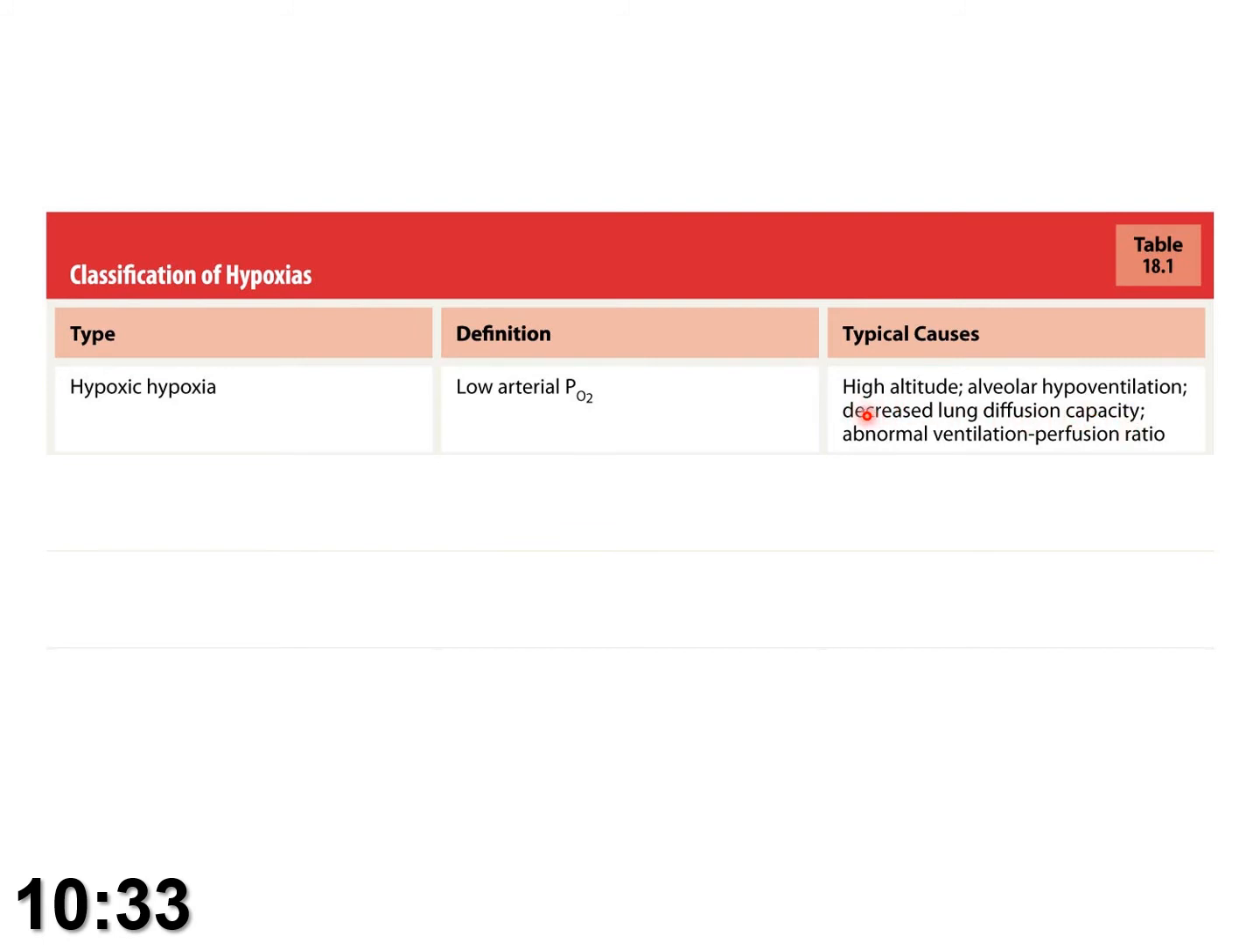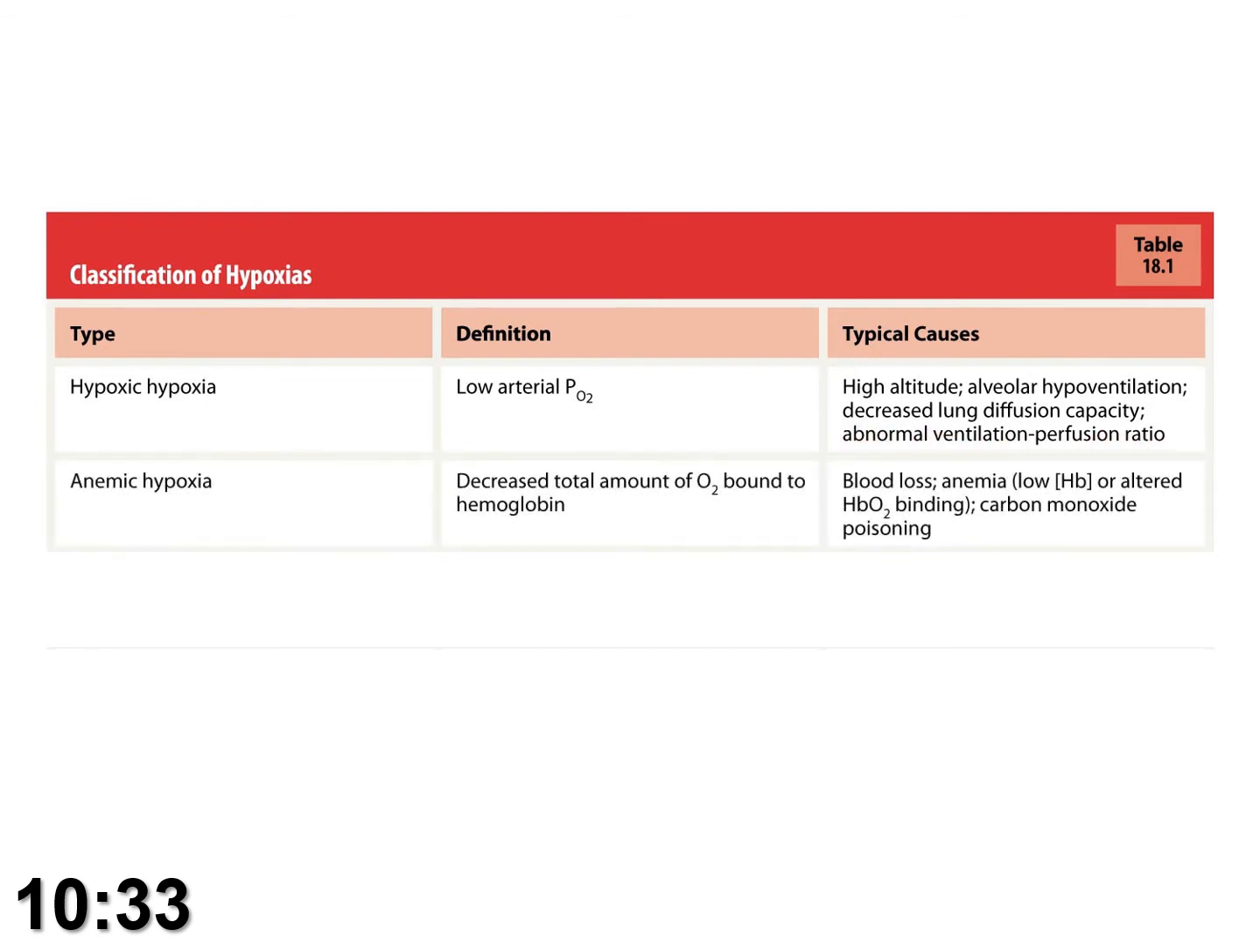This is really what's going on in our COVID-19 cases, is that the barriers to diffusion have expanded, or we have some issue with VQ, something along those lines, where we have an altered ventilation perfusion ratio. We have a type of hypoxia called anemic hypoxia, where for whatever reason the O2 cannot bind to hemoglobin properly. This can be for reasons of blood loss or low concentrations of red blood cells or low hemoglobin within those red blood cells.